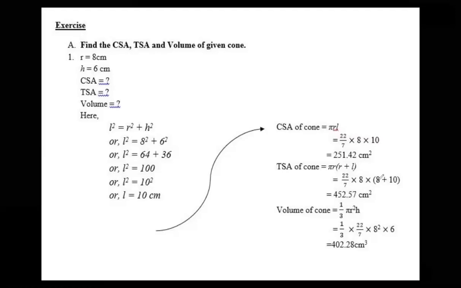Otherwise, in your calculator also there is a bracket sign. There is a bracket sign above 8 or 9. So you can use the bracket, 8 plus 10, close the bracket, and you will get the answer. Otherwise, into 8 plus 10 got 18, into 18.